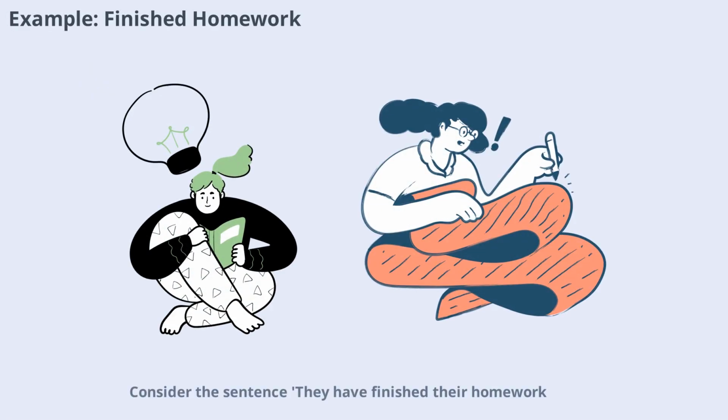Consider the sentence, they have finished their homework. The past participle finished works with have to show that the homework is already done. This is a common way to talk about completed actions in English, especially when the result is important now.